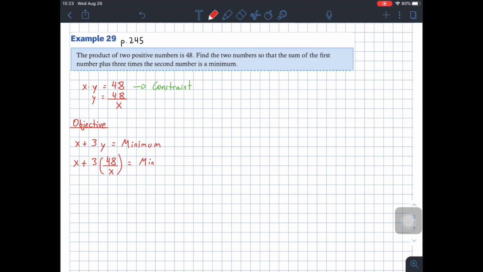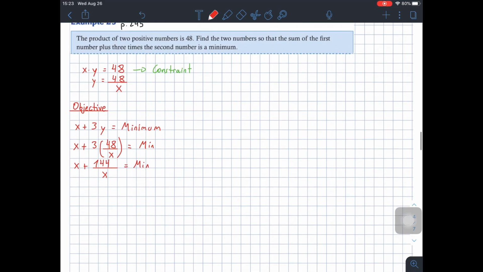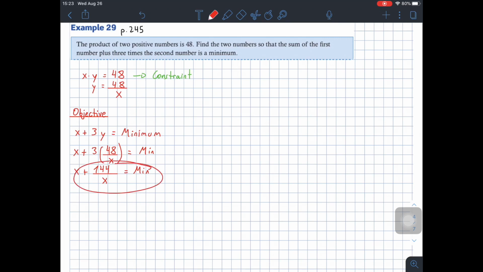Okay, so once I have done this, well, I can work with this a little bit. x plus 3 times 48, that's 144 divided by x. And this would give us a minimum, right? Min. Okay, so what I need to do next in order to minimize this is to find the minimum point of this equation over here, right? And to find the minimum point of a function, I need to apply the concept of derivative, right? I need to find the derivative of this function and set that derivative to 0 in order to find a critical number that would represent either a minimum or maximum point.